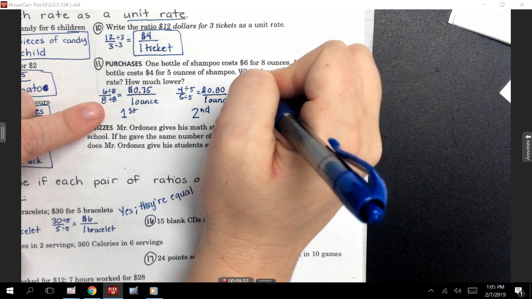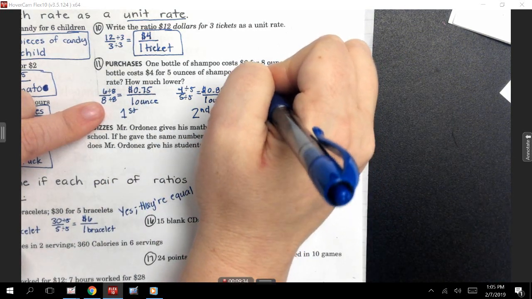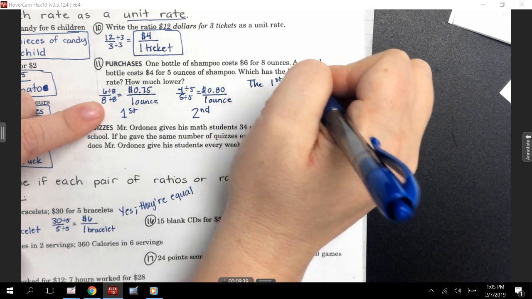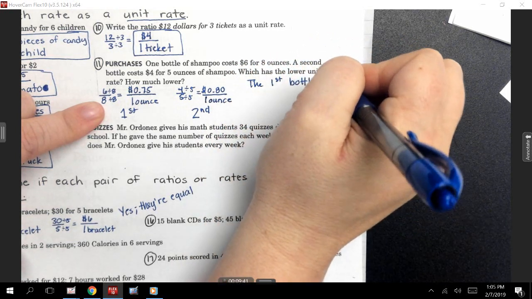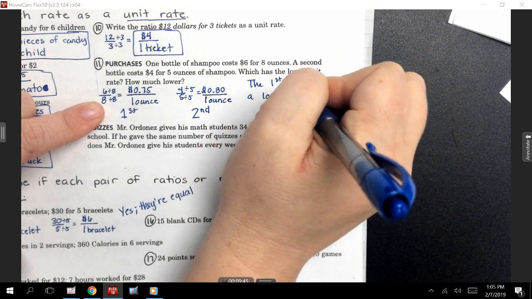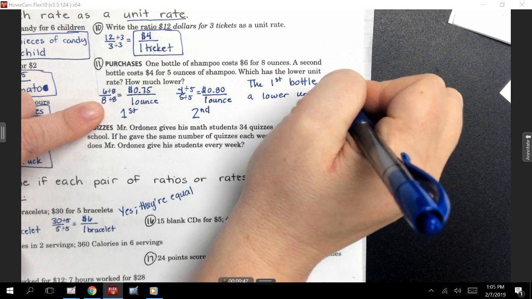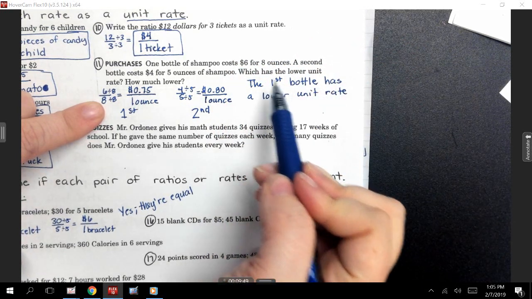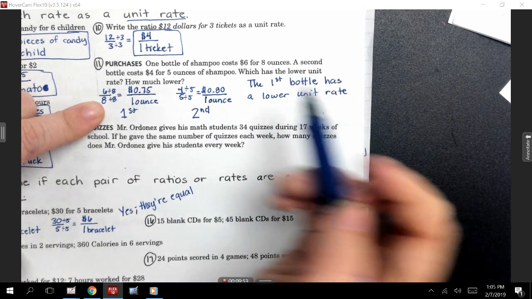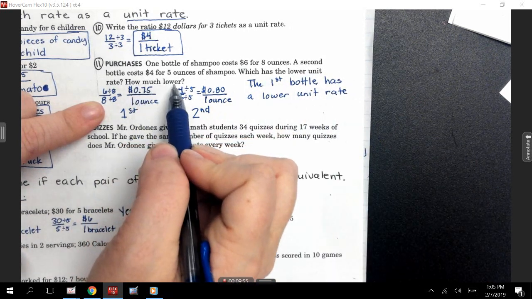So I'm going to say the first bottle has a lower unit rate. And guys, you see I'm just answering that question. Which has a lower unit rate? The first bottle has a lower unit rate. It says how much lower?